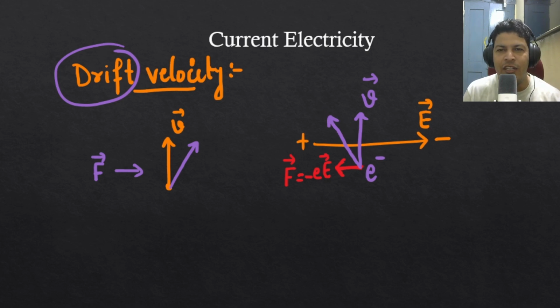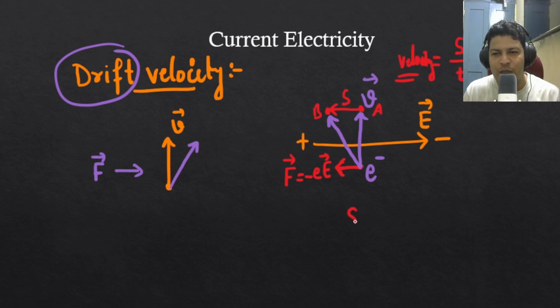And after that, you just make out one thing. Earlier the particle was here. Now, because of this electric field, the particle will reach here, and it will cover a displacement in the direction opposite to the electric field. So this displacement, let's say S, and displacement upon time will be equal to velocity.